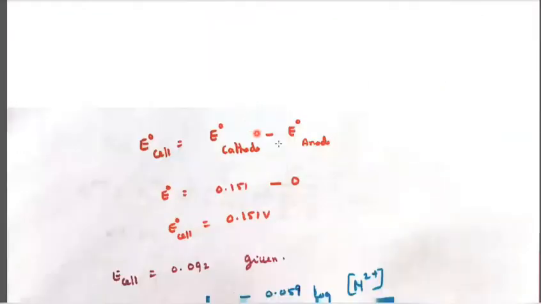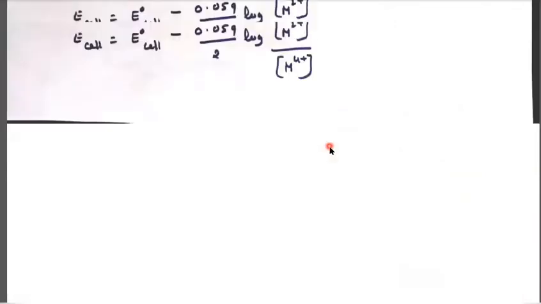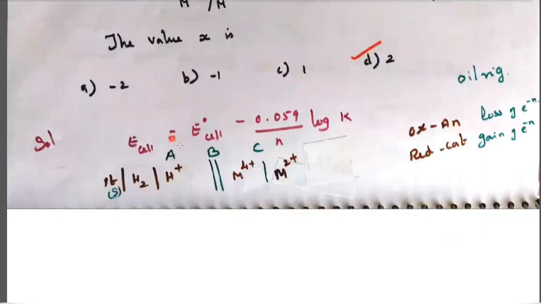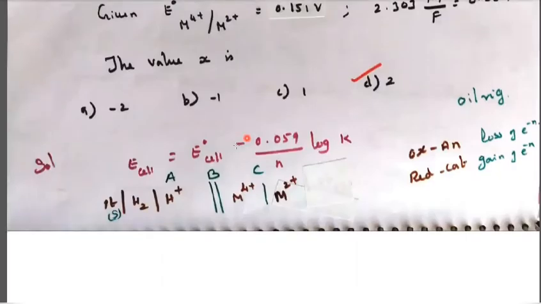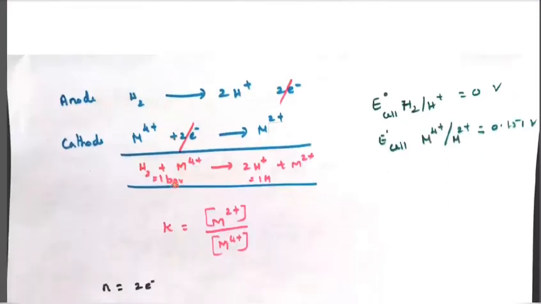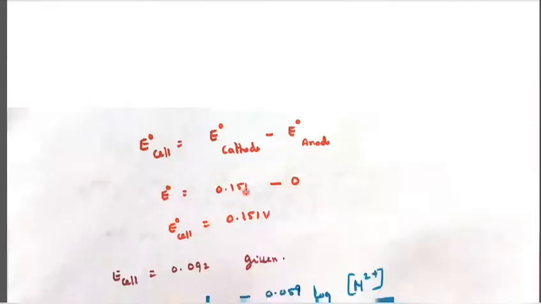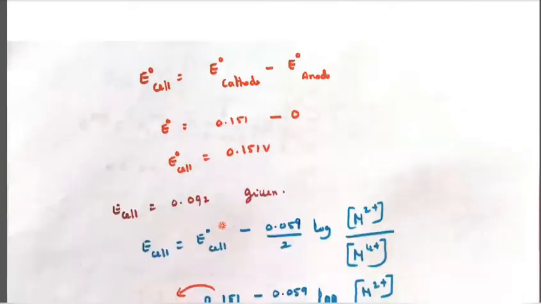E naught cell is nothing but E naught cathode minus E naught anode. E naught cathode, for M4+ and M2+, is nothing but 0.151. E naught anode is 0. So 0.151 minus hydrogen standard EMF, which is 0. So totally 0.151 volt is the standard EMF of the cell.